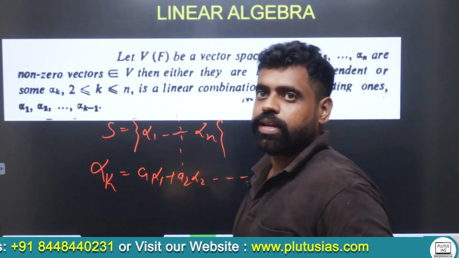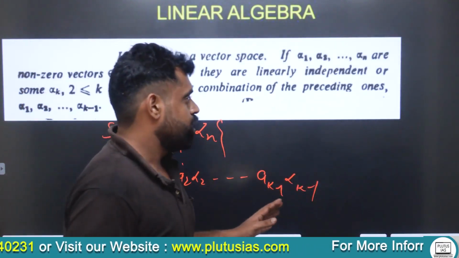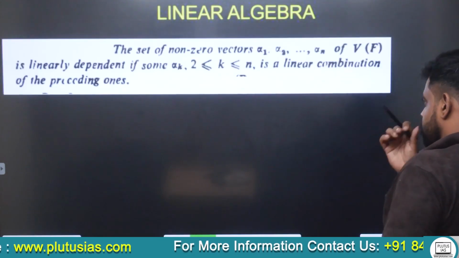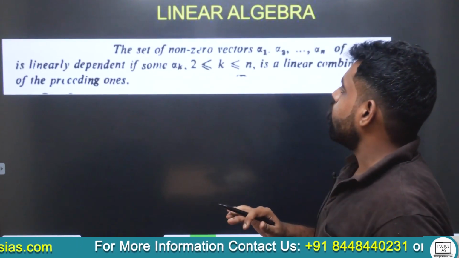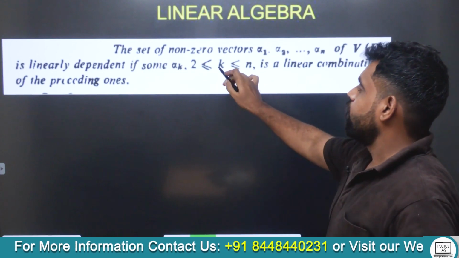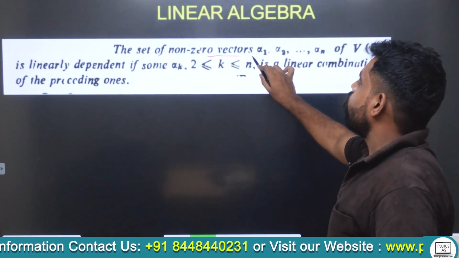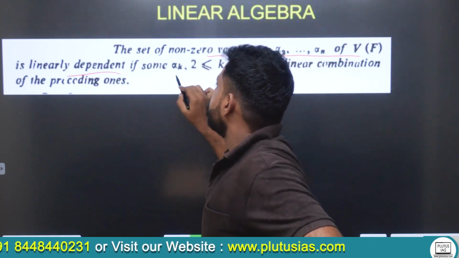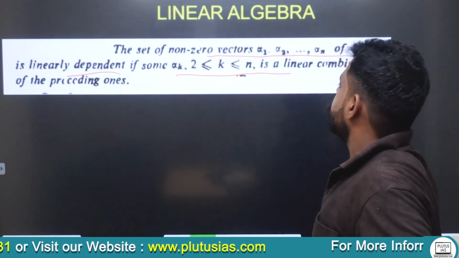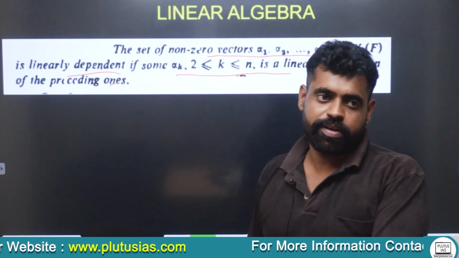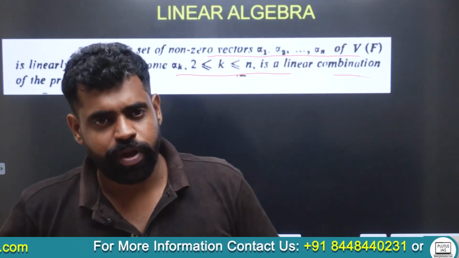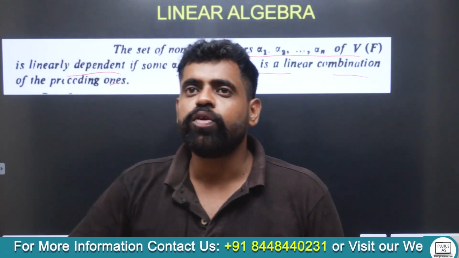So this is a theorem, one of the important theorems. Now we have another theorem. The other theorem is the reverse of this. It says that the set of non-zero vectors is linearly dependent if some alpha k is a linear combination of the preceding ones. It is saying the same thing. This is easy to prove also.